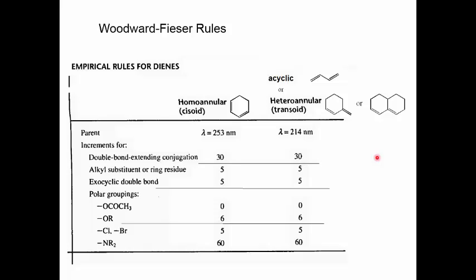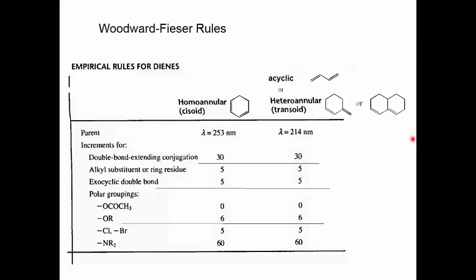The rules work like this. There is a starting conjugated diene structure that a lambda value is assigned as a starting value. Based on the structure, the substituents, and so forth, increment values are added to this starting value.